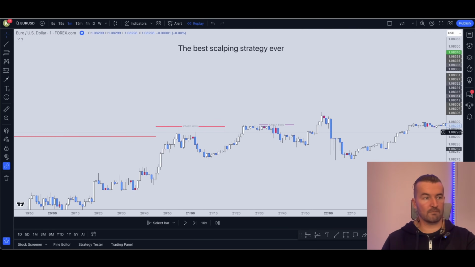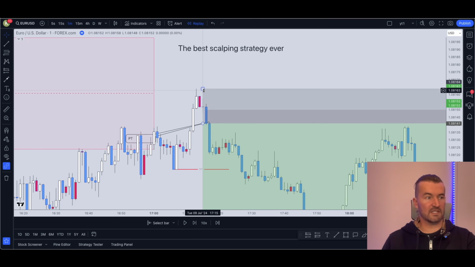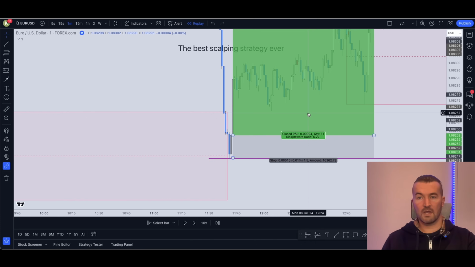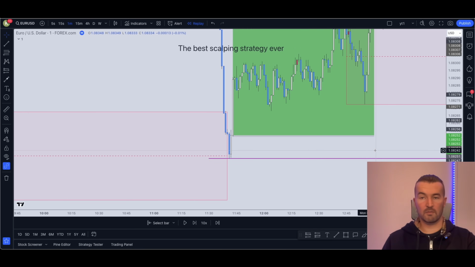I'm going to find another one. This trade right here, this was the position. The drawdown on this position, again, 0.1. And this was the first epic trade, and the drawdown, 0.1.